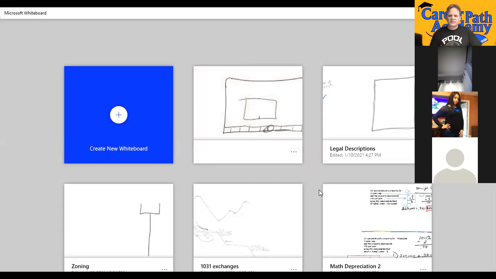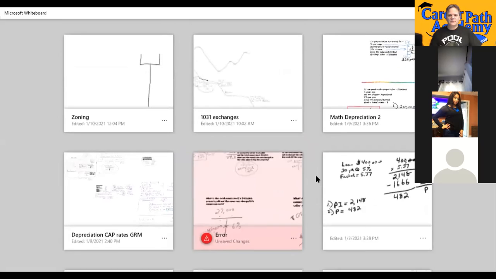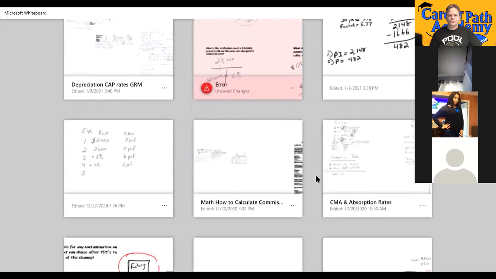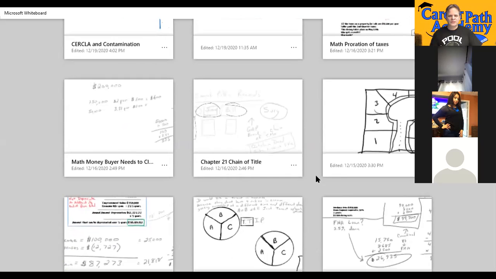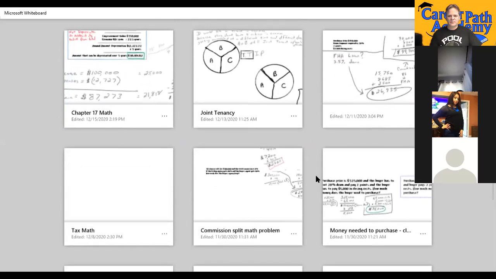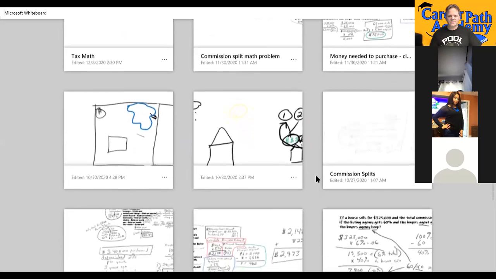So let's see, come on. Easements. Got a couple pictures going on here. We got some easements, rights.